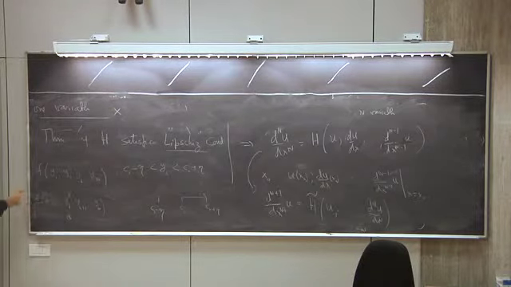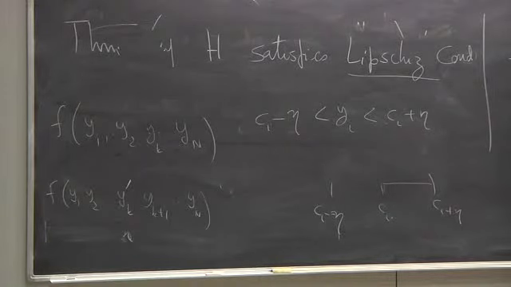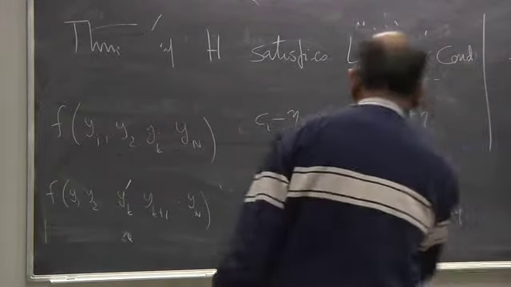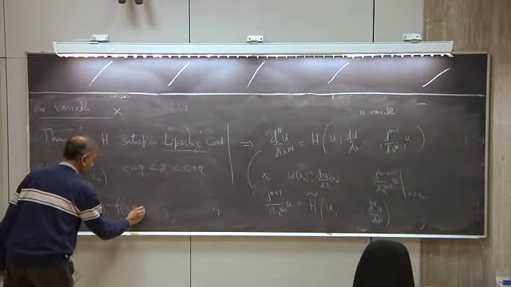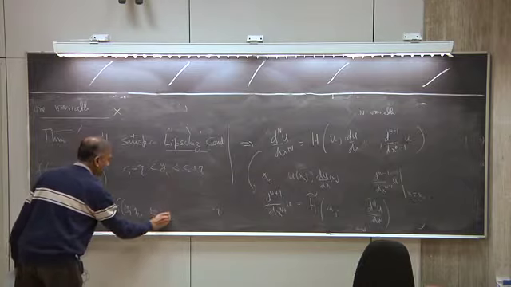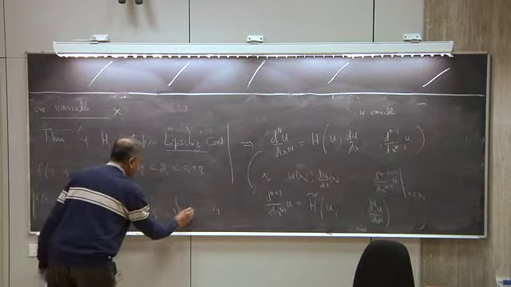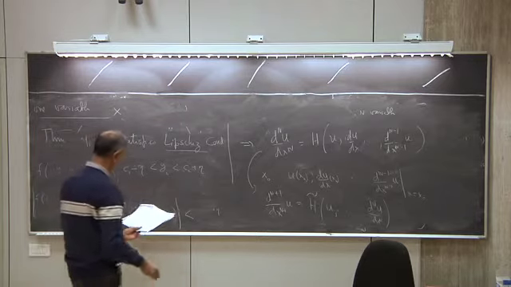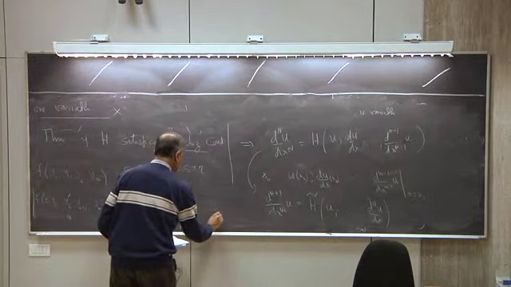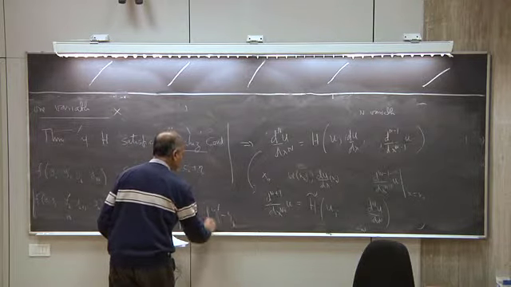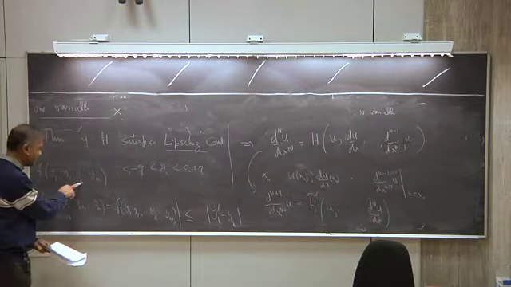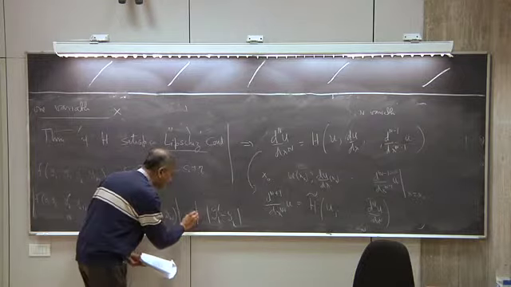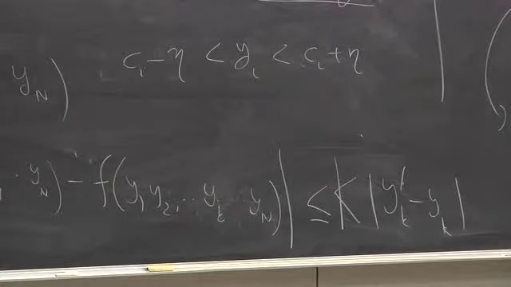If I do this, then the absolute value of the difference between these two is bounded. The statement is this. Let me write it explicitly. The absolute value of this is less than or equal to some number times the absolute value of yk prime minus yk. Unfortunately, I used a k here already, so I don't want to use the same k. Let me use a capital K, some finite number.